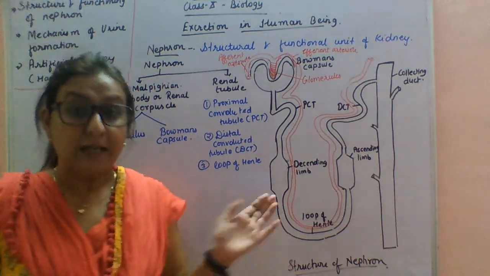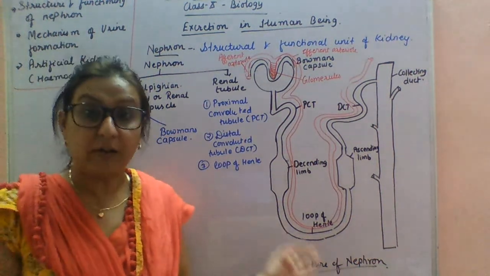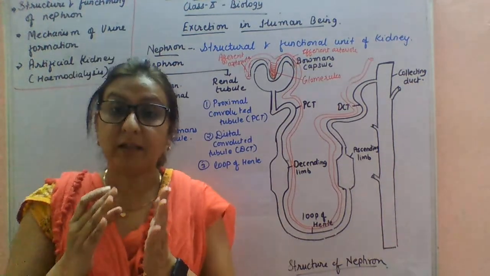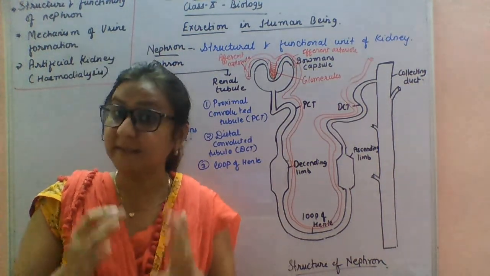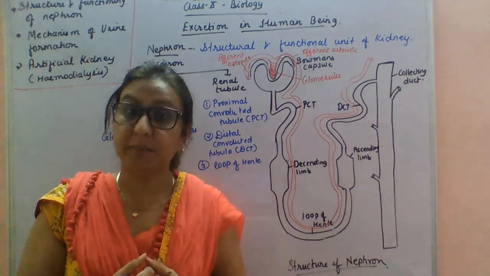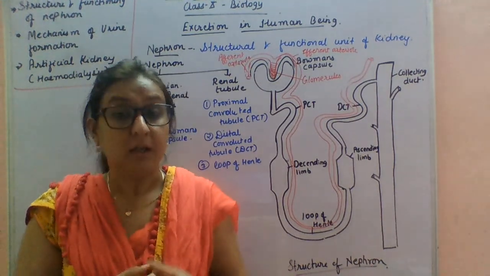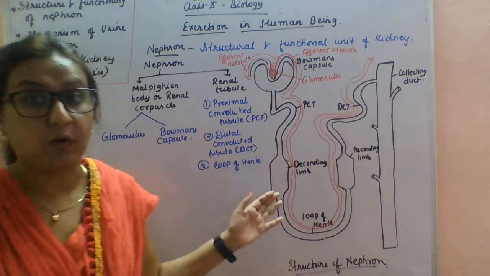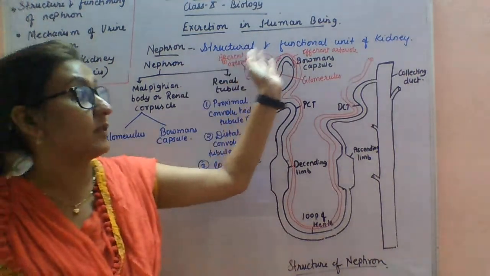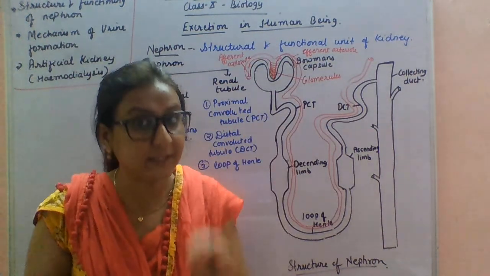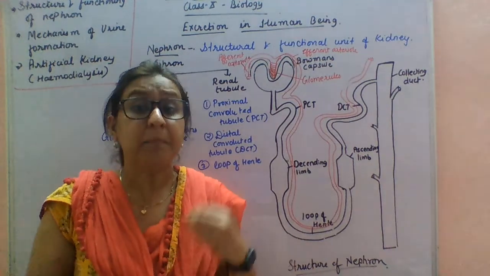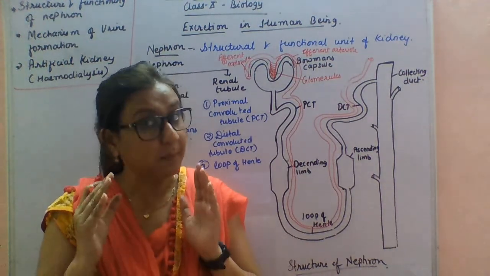Okay students, now we will study the structure of the nephron. I explained to you that there are millions of nephrons inside the kidney and they are responsible for the filtration of blood. So this is the structure of the nephron. You can say the nephron is the structural and functional unit of the kidney, and millions of nephrons are present in a kidney.